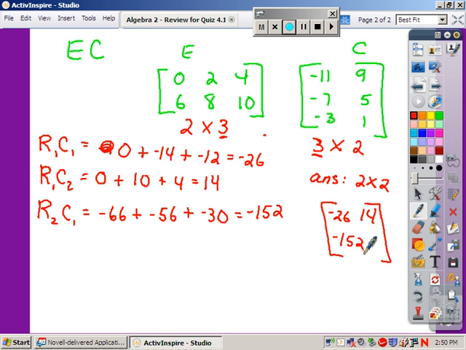And now I'm going to take row 2 times column 2. So this row times the second column, 6 times 9 is 54, 8 times 5 is 40, and 10 times 1 is 10. Grand total of 104. Right in here, 104.